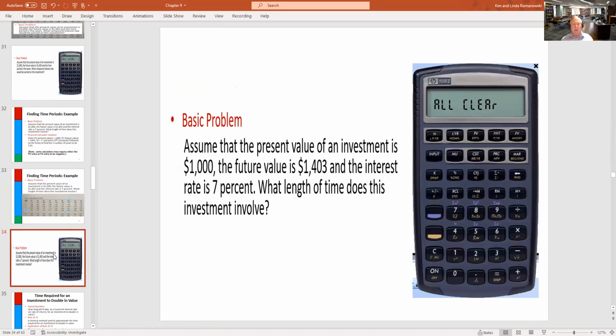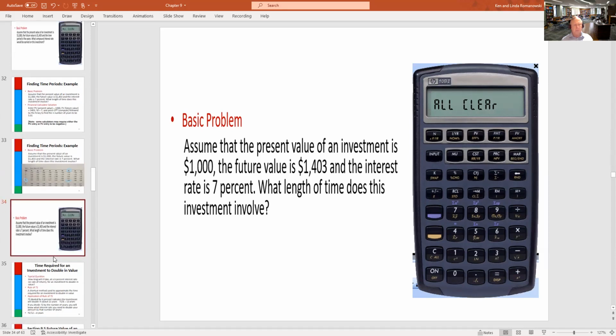Okay, and again, here we are. This is the Hewlett-Packard calculator. Using this here, you're solving for n. You know what the interest rate is, which is 7%. The present value would be a minus 1,000. The future value is a positive 1403. You will then hit the n key, and that will give you 5 years.